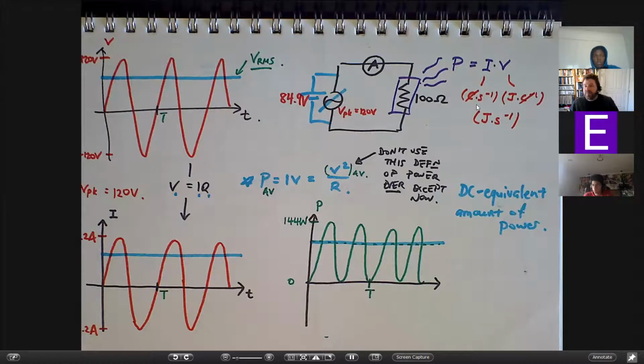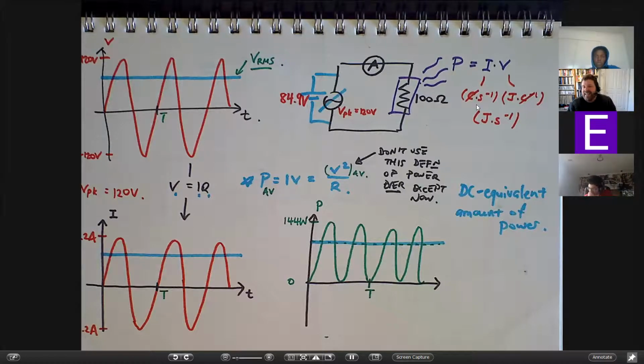And the same with American plugs putting out 110 volts, so you can't boil your tea. They're not really putting out 110 volts, they're putting out 190 volts sometimes, and 0 volts at other times. It's just on average, they're putting out 110 volts. So that's how we measure electricity.